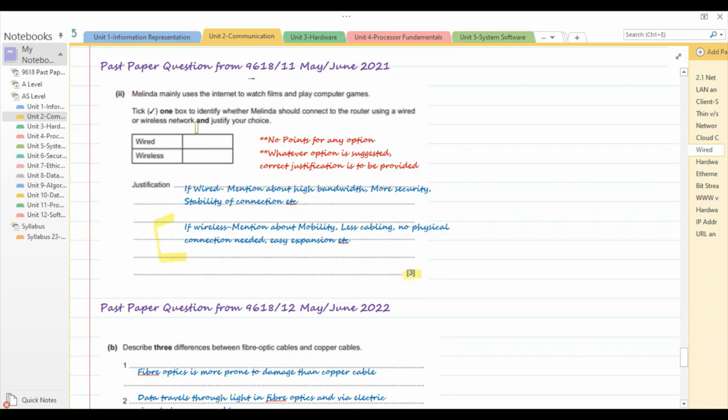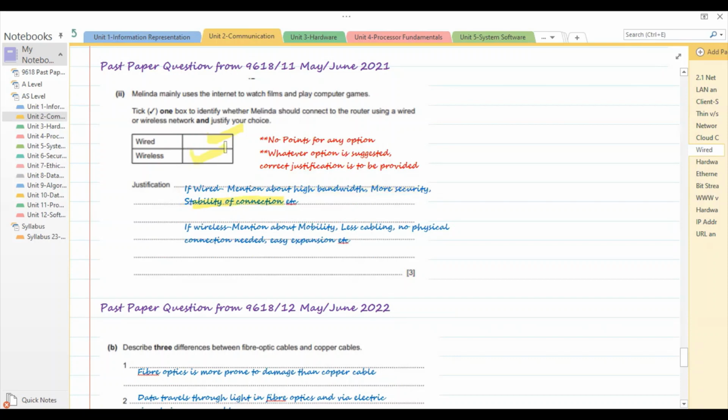Okay, so let's have a look. If you choose wired, mention high bandwidth, more security, and stability of connection. So 3 justification points you have to write, because your marking scheme will have multiple points, and you need to write any 3 points, right? So you can write these 3 points if you are taking wired.